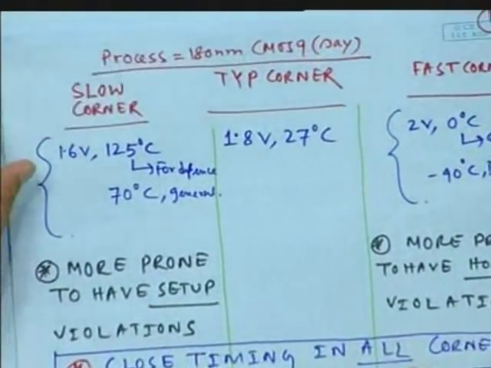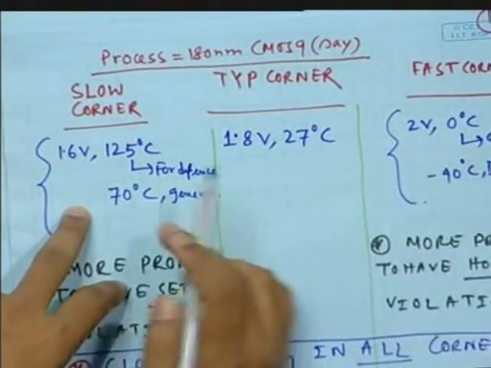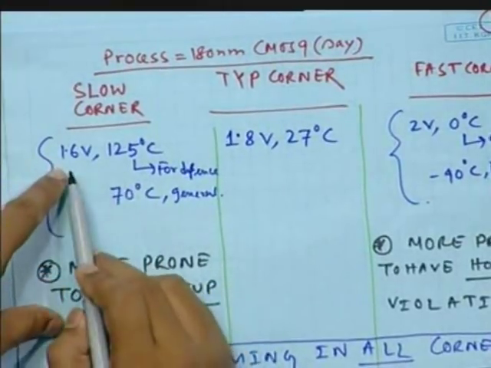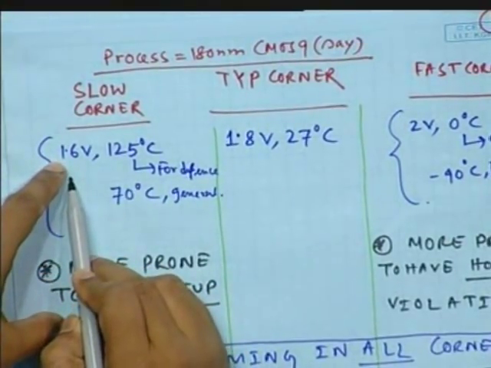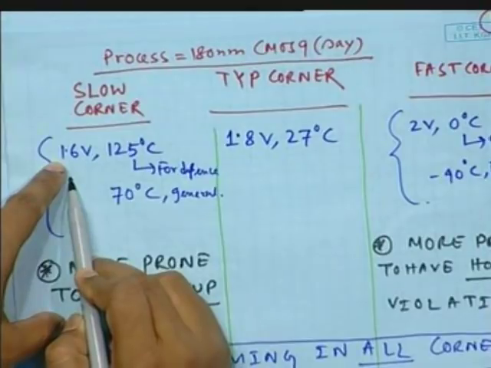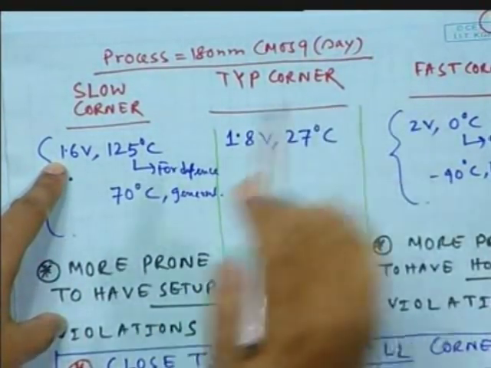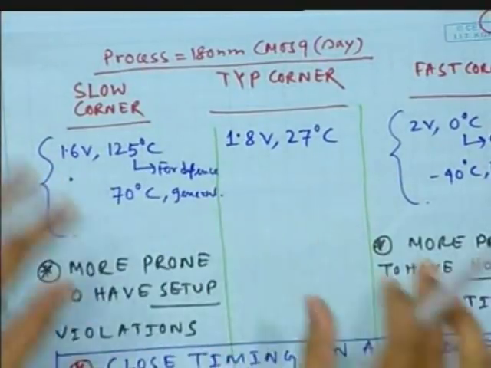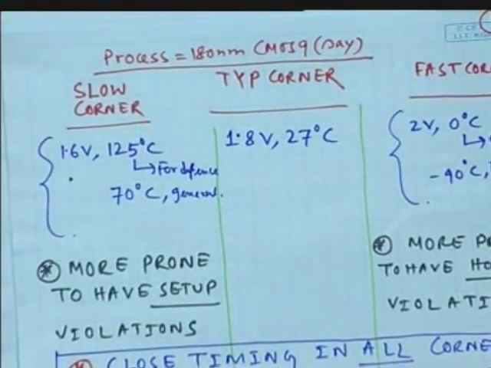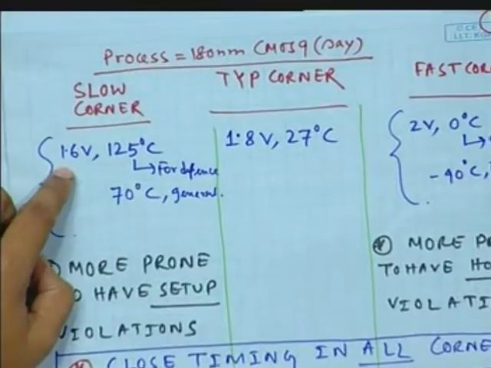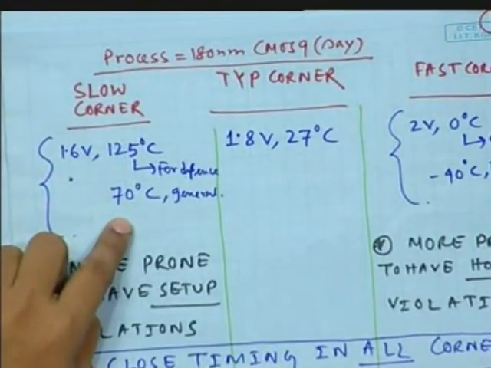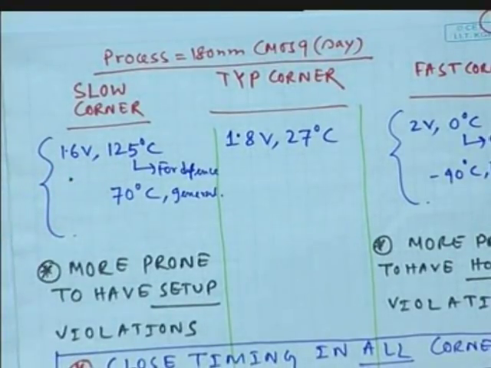Okay, so the corners. What would be your slow corner? Common sense. Voltage you reduce. Maximum you can reduce it by 0.2 volt, that's the design you have to freeze. That backend fellow will make sure that it cannot go beyond 1.6. Any point in the chip cannot be operating less than 1.6. So 1.6 volt. And sometimes the library itself is characterized, you know. This library itself is characterized by that.